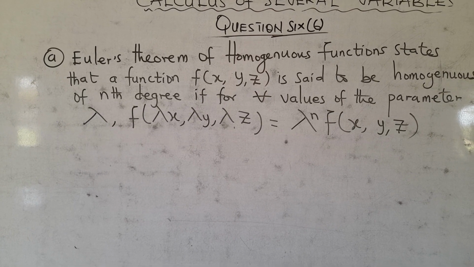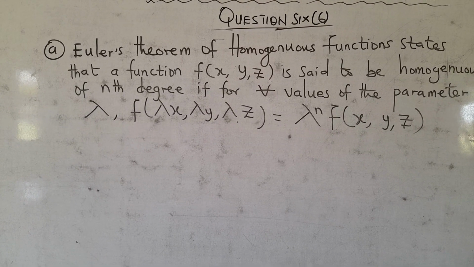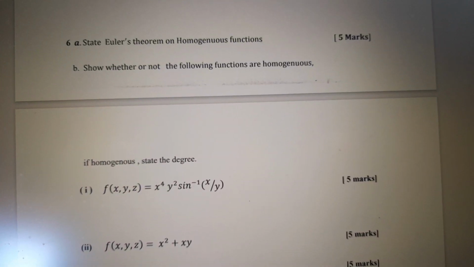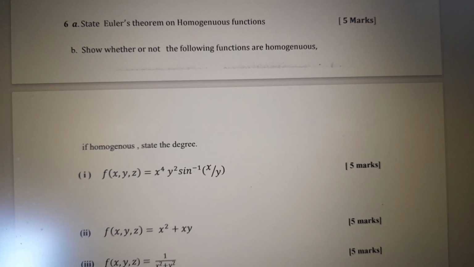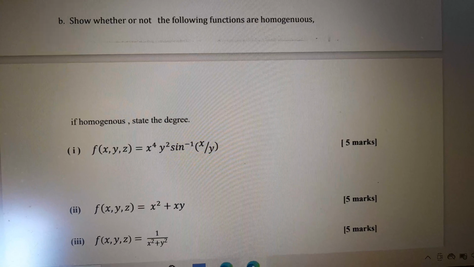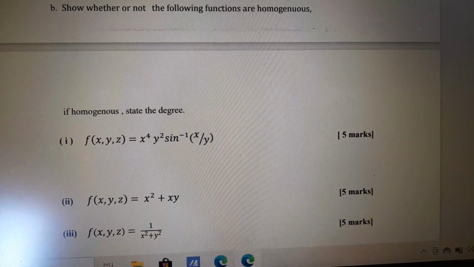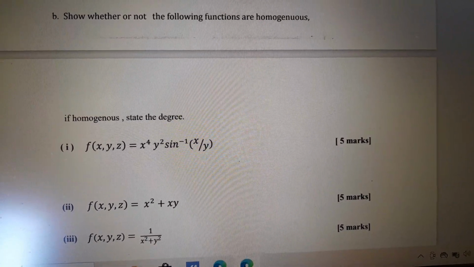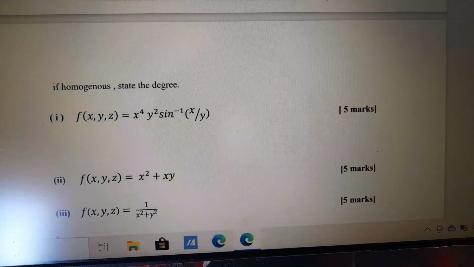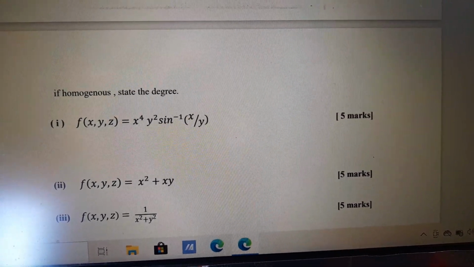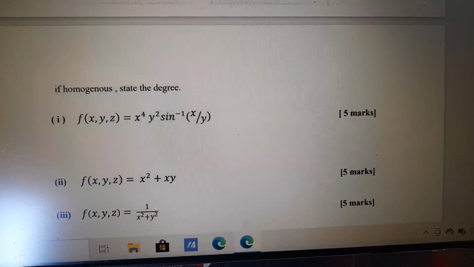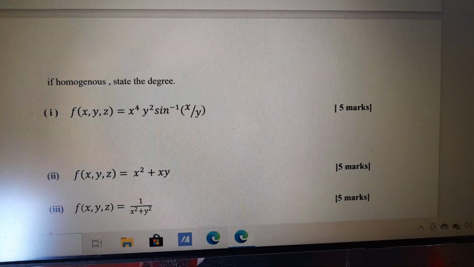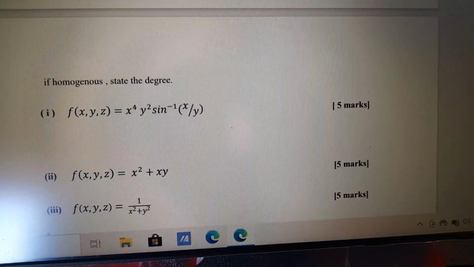So the B aspect is giving us some functions and says that we should determine whether those functions are homogeneous. We should show whether or not the following functions are homogeneous, and if it is homogeneous, we should state the degree. The first one, f of x, y, z is equal to x exponent 4 y squared sine inverse of x over y. The second is f of x, y, and z is equal to x squared plus xy. And the third is f of x, y, and z is equal to 1 all over x squared plus y squared. Each of these questions is worth 5 marks.